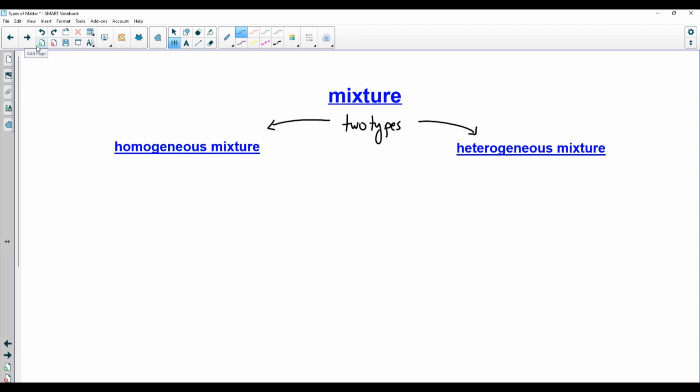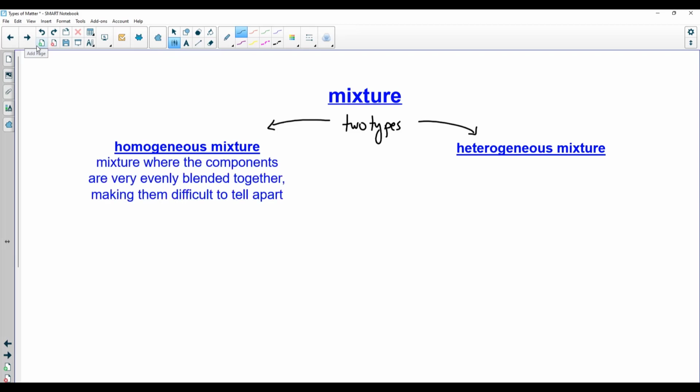Put these in your notes right around where you wrote the definition of mixtures. Now, a homogeneous mixture is one where the components are very evenly blended together. I mean, it's very difficult to tell which part of the mixture is which. Some examples include salt water, sweet tea, now that's without ice put into it, air, and brass.